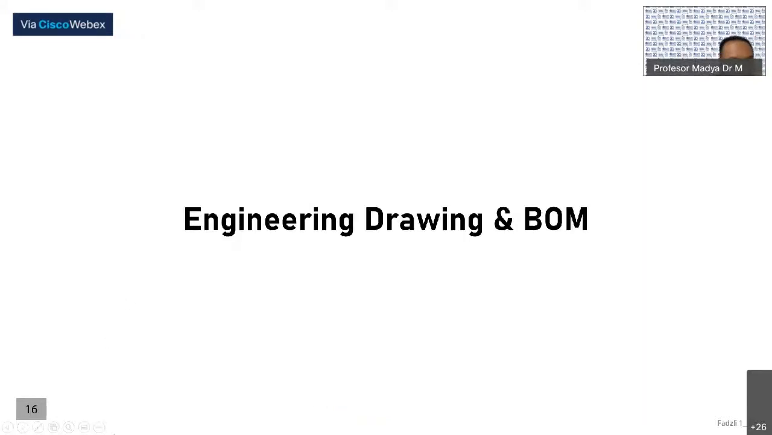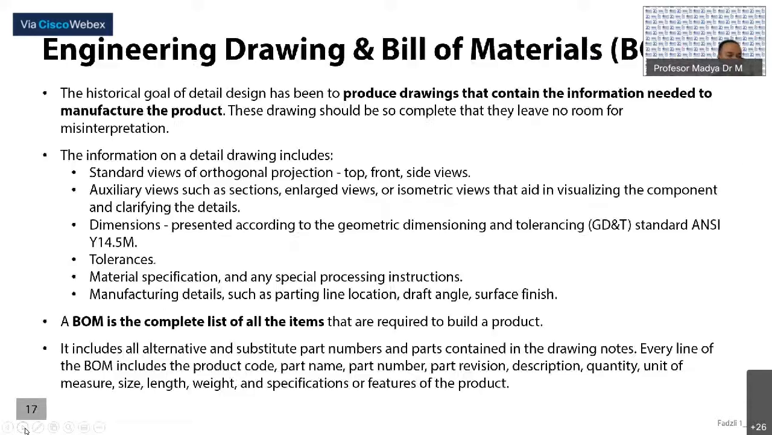Okay, so sekarang kita pergi pada engineering drawing dan juga BOM. BOM adalah bill of materials. Engineering drawing ni saya tak adalah tekankan sangat, sebab semua benda you dah belajar. So the historical goal of the detail design is to produce the drawings. Dia punya goal untuk detail design adalah produce the drawings that contain the information needed to manufacture the product.